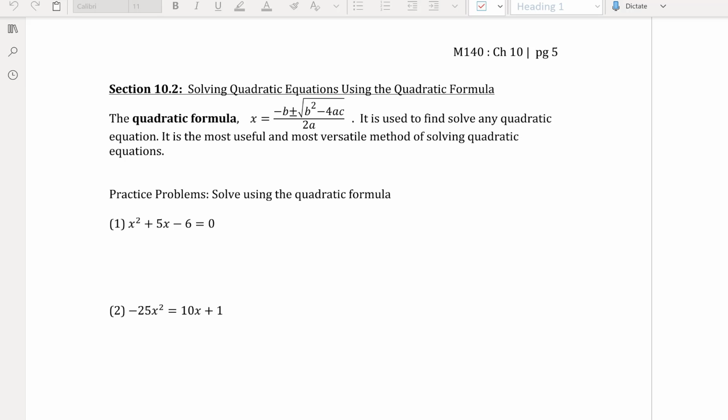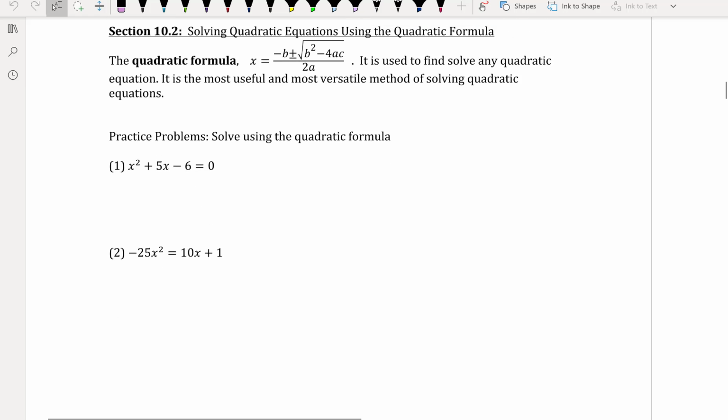So here is the quadratic formula: negative b plus or minus the square root of b squared minus 4ac, all over 2a. That is the formula that we really want to remember. It is used to solve any quadratic equation. Sometimes we can't factor, sometimes it's prime. So another good way to solve a degree 2 polynomial, or a quadratic, is by using the quadratic formula.